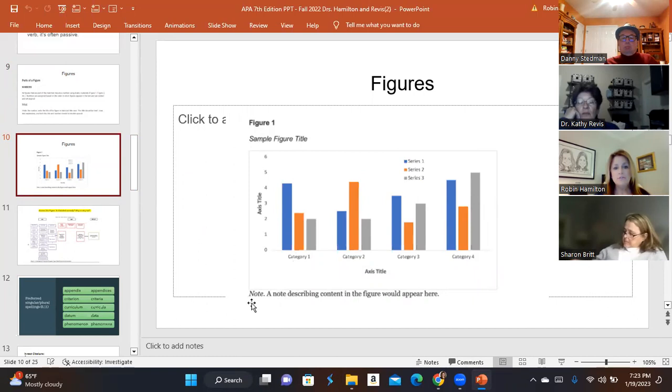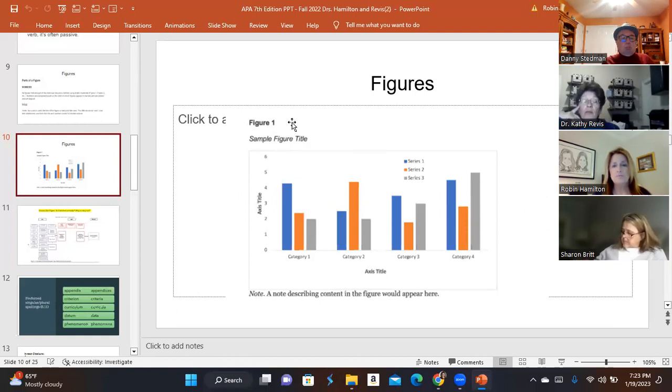And beneath your figure in italics, you're going to write the word note, and you're going to put a period. And then you're going to write something descriptive about what we are seeing in this figure. So this is 3 things, 2 things on top, 1 thing on bottom. Left justified. All of this is left justified.